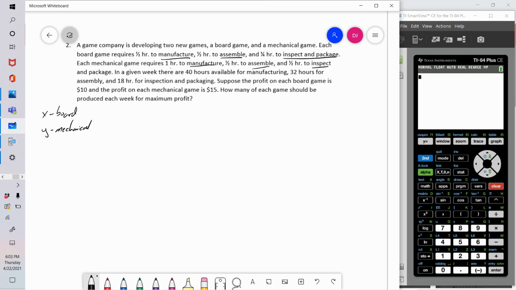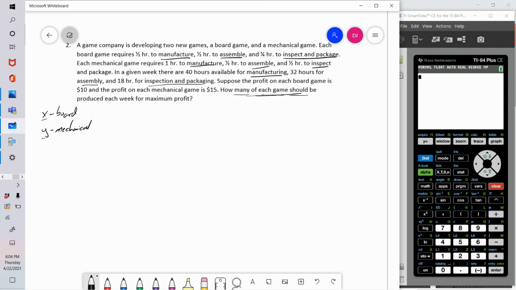Then notice that in a given week, there are 40 hours available for manufacturing, 32 hours for assembly, 18 hours for inspecting and packaging. How many of each, I skipped the sentence, that's okay. How many of each game? So I want to solve for X and I want to solve for Y.